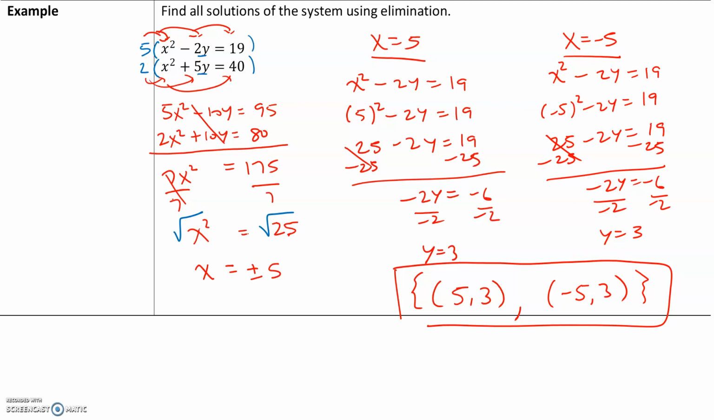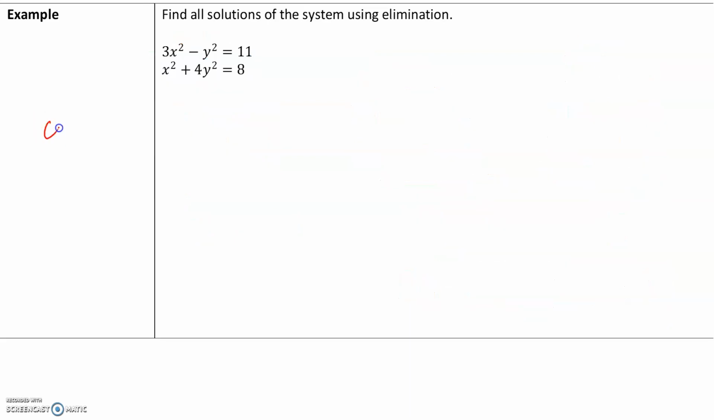And earlier I misspoke. I said we should get 3, but actually we should get 2 solutions because the highest degree is a 2, so we're going to get 2 different solutions. All right. The next one we will do in class.